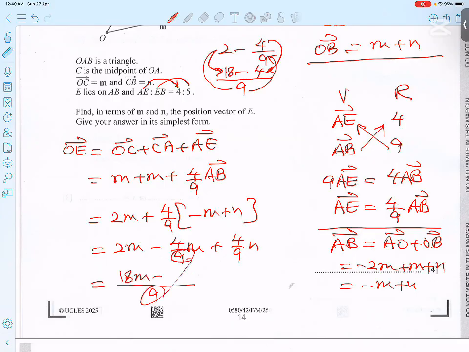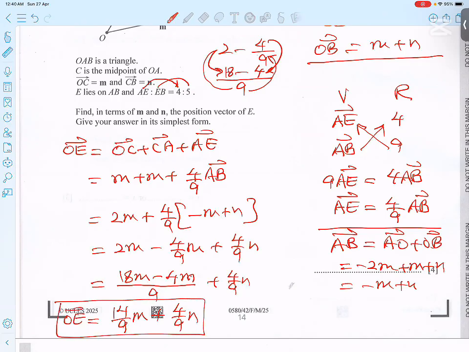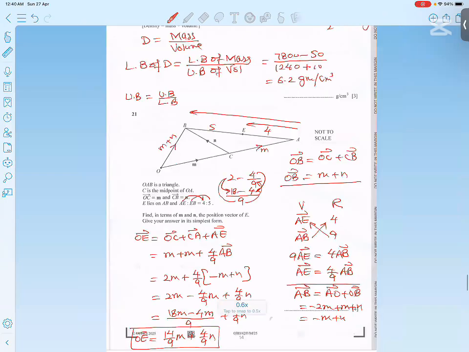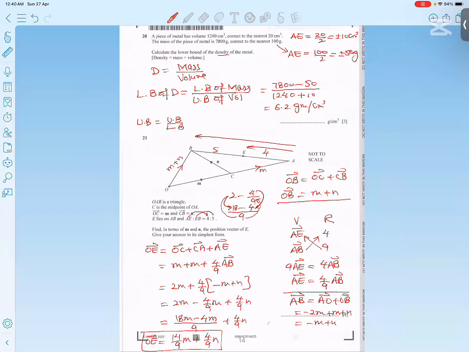So the upper value, minus 4m, will remain the same. And plus 4 over 9n. And the final step I'm writing: out of 18, 4 gone, I got 14. So 14 over 9 times 2m, and plus 4 over 9 times 2n. And this is our final answer. So I hope the point is very clear, and the question is completely over.